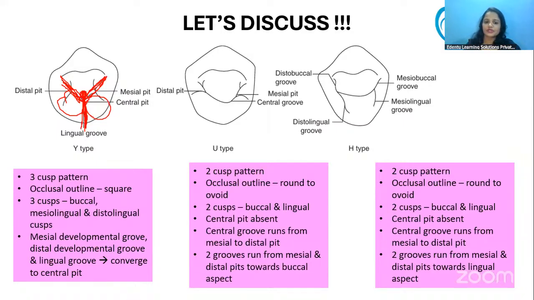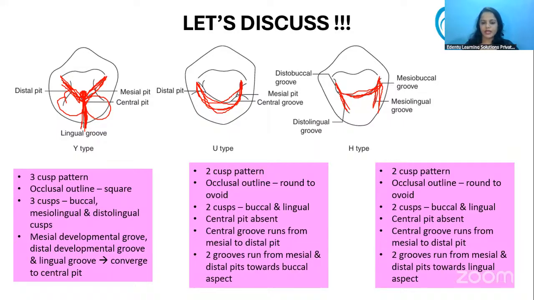Now, if you look at the U type and the H type pattern in the second premolar, there will be no central pit. Okay, there will be no central pit. And as you can see here, this is the U pattern. Okay, so this is the U pattern of the premolar and this is the H pattern. The central pit is absent here. There is no central pit and there is a central groove present, and this central groove goes from the distal pit to the mesial pit. So that is what is seen in the U type.